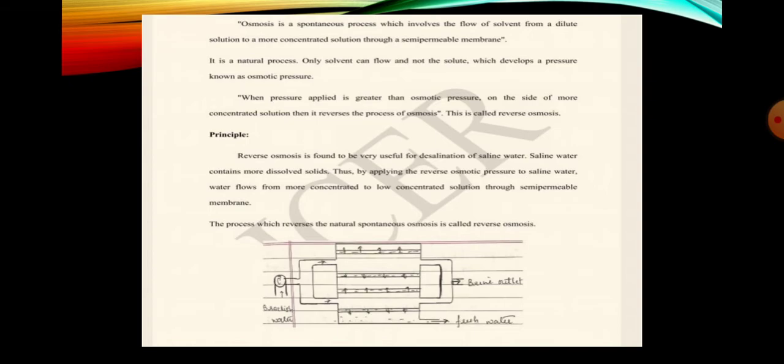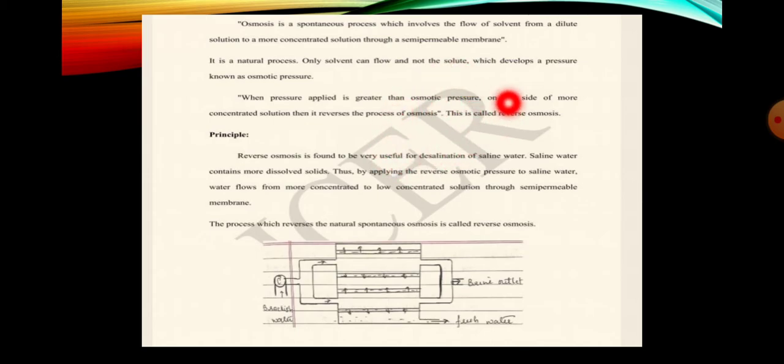Next, the osmosis process. Osmosis is a spontaneous process which involves the flow of solvent from the dilute solution through a semi-permeable membrane, and that is called osmosis. It is a natural process. Only solvent can flow and not the solute, which develops a pressure known as osmotic pressure.